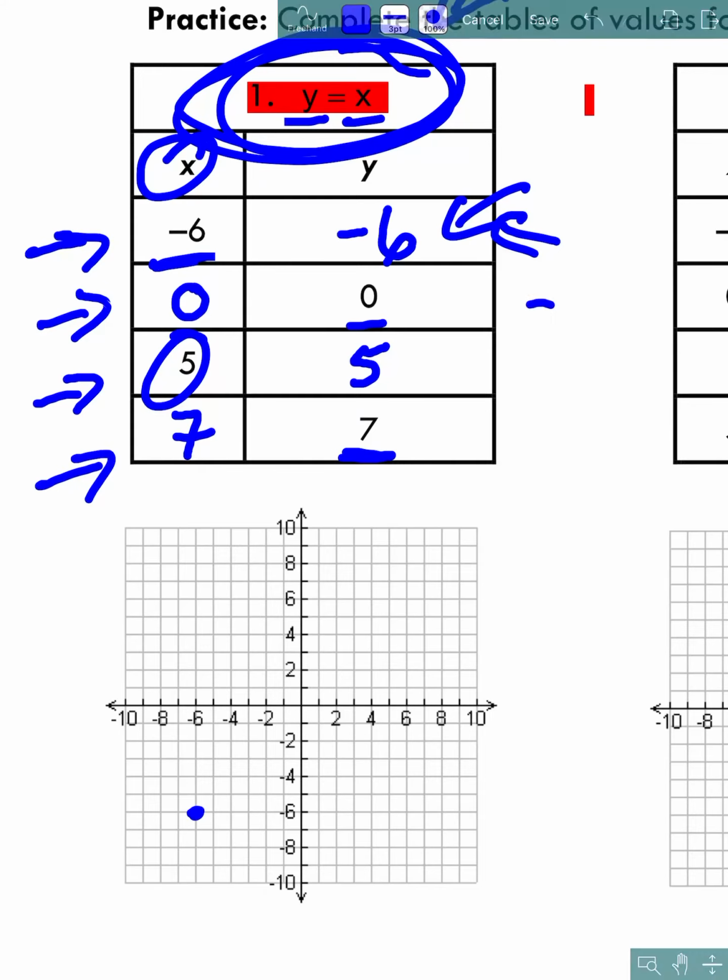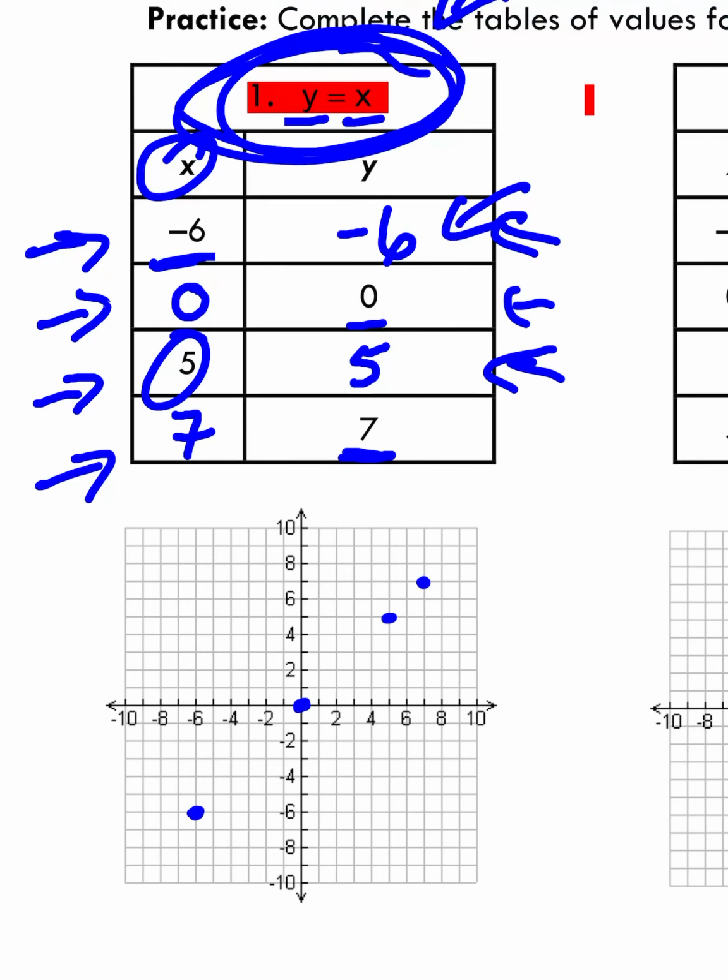Then our next point is 0 and 0. So we go to the point 0, 0 and place a dot there. The next one is 5 and 5, so we go over to 5 and up 5. And then last we go to 7 and 7, so it's right here.